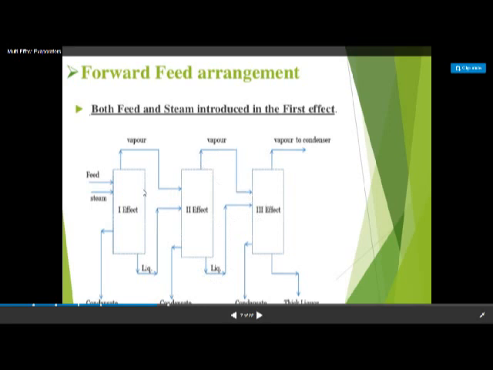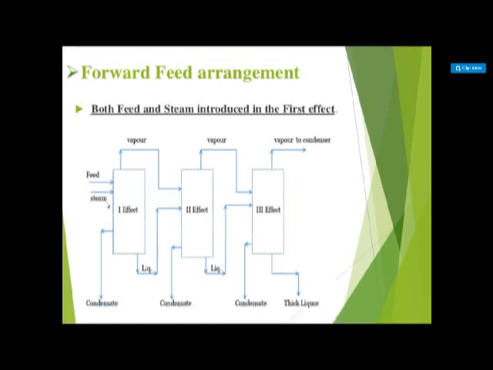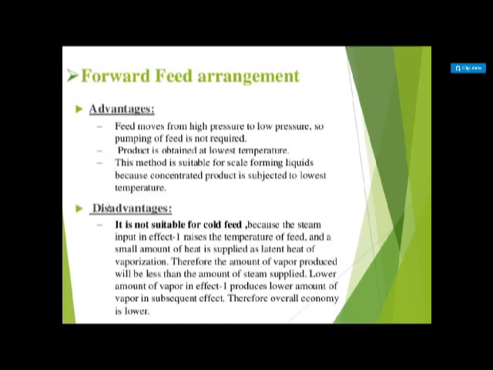So in this way, in the forward direction, both feed and steam are introduced. Therefore the name it is given, it is a forward feed method, right? It is called a forward feed method, as we are introducing the feed and steam in the first effect, and then to the second, and then to the third. Now see here, what are the advantages of the forward feed?